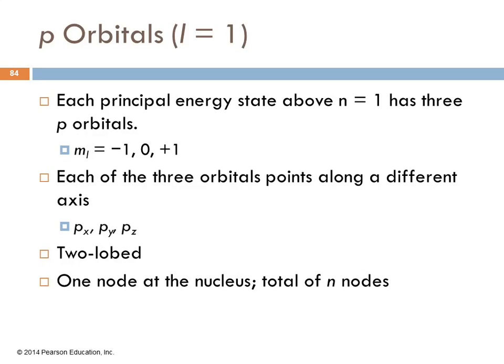P orbitals. The first energy level, n equals 1, doesn't have a p orbital. It only has an s orbital. But the second energy level and above all have p orbitals. And as we noted earlier, the p orbitals, there's going to be 3 of them with the magnetic quantum numbers minus 1, 0, and plus 1.